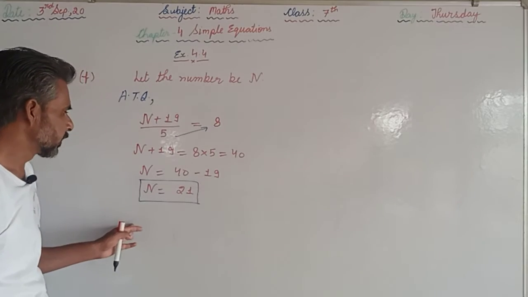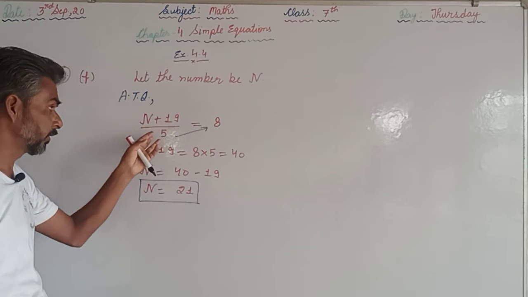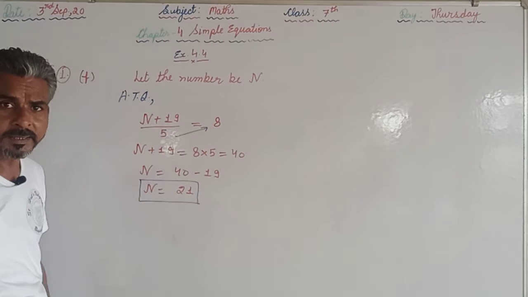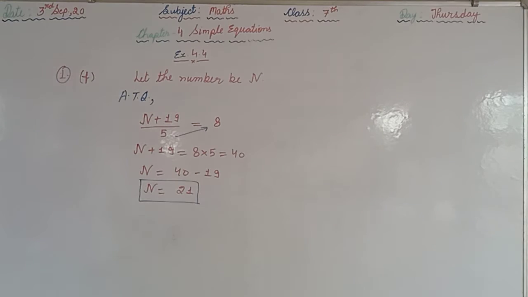So that will be the answer. If we add 21 to 19, it will become 40, and if we divide 40 by 5, we will get 8. So 21 is the number which Ibn thought. After that we are supposed to read question number G.